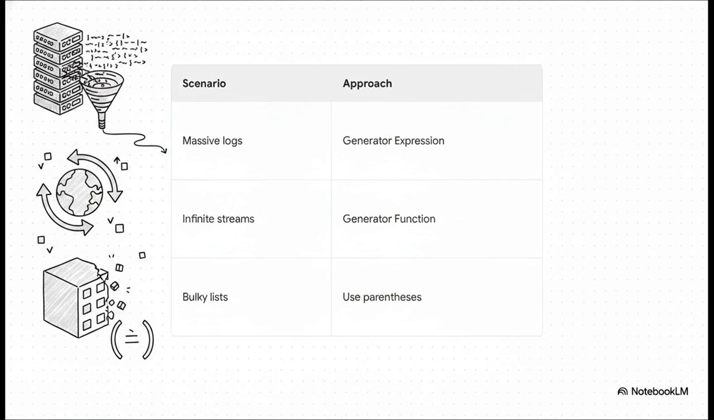And our third scenario, replacing bulky list comprehensions. If you just need to calculate the sum of a massive series of numbers, don't build a giant list with square brackets. Just wrap your logic in parentheses to create a generator expression. You get the exact same answer but using a tiny fraction of the memory.